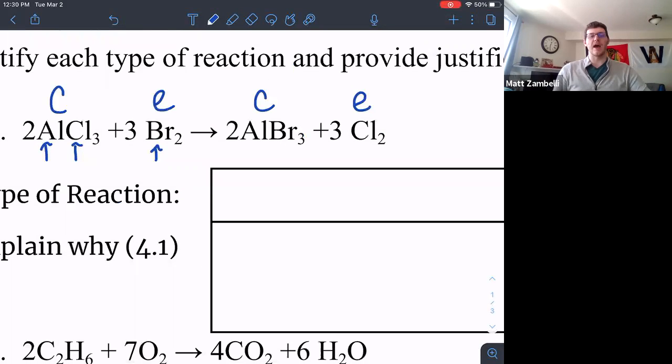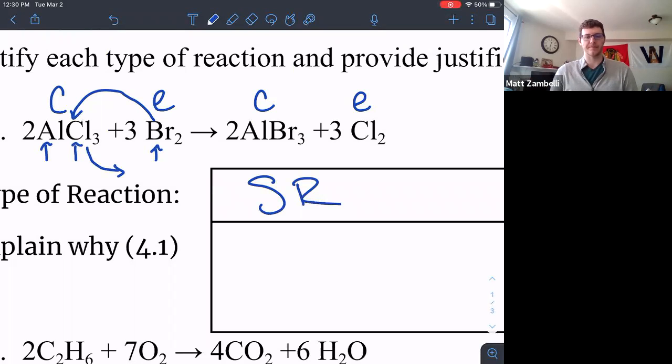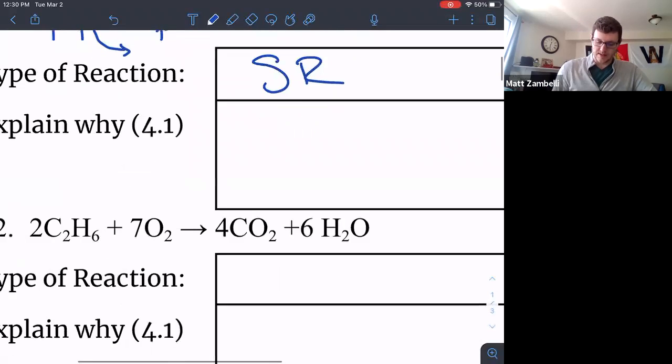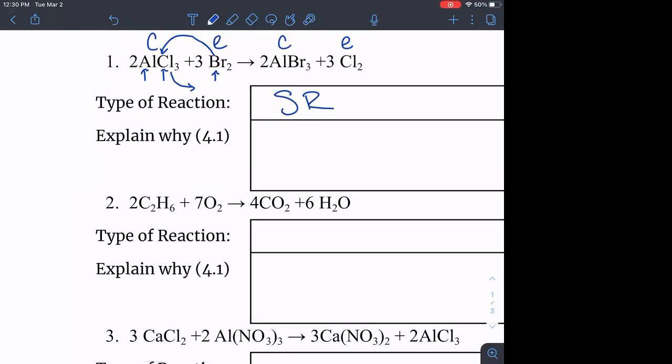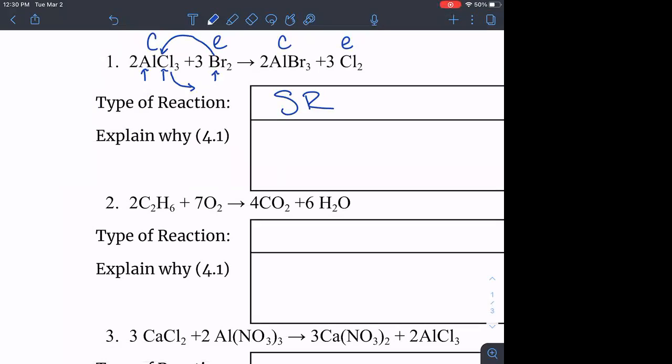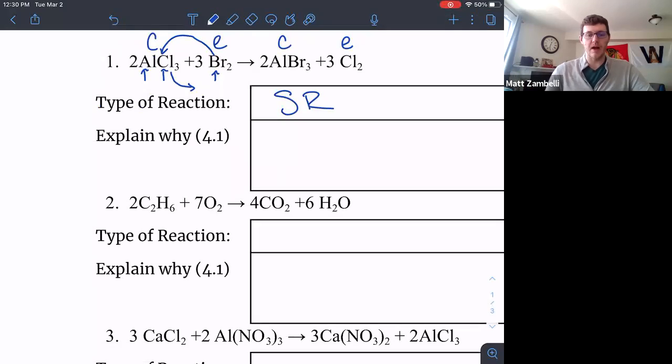So this one, if we have a compound and an element, the bromine, the element, came in and replaced chlorine, kicking chlorine out, making this a single replacement reaction. Bromine took the place of chlorine. The element replaced part of that compound to create the new element and new compound. Any questions on the first one? If you do have questions, send it in the chat or say it out loud. And then I'm going to keep going with number 2.